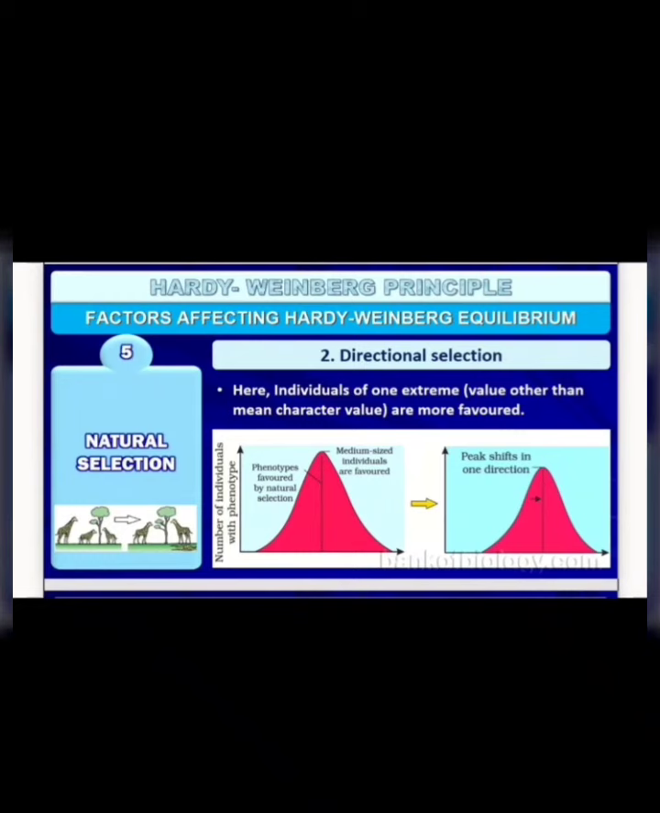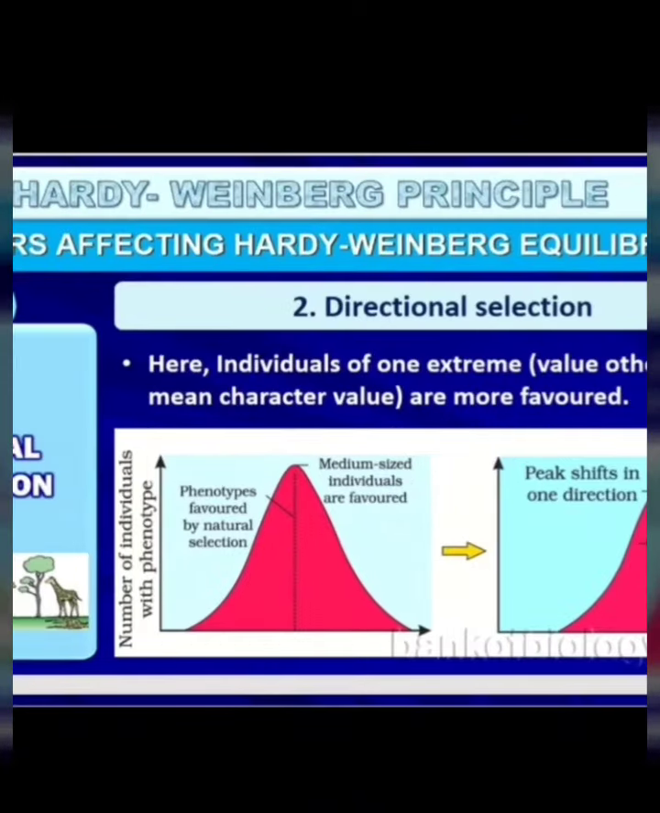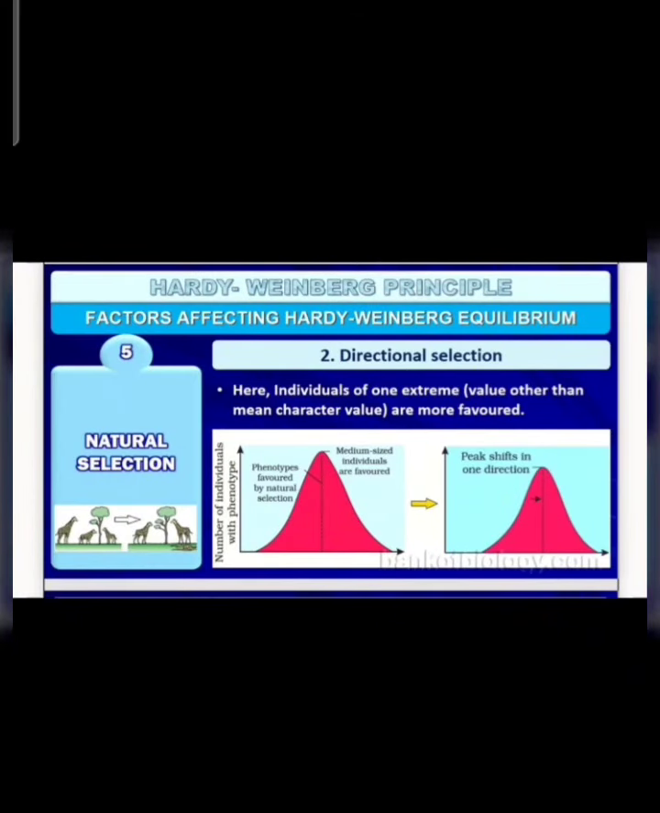What is directional selection? Here the individuals at one extreme value, other than the mean character value, are more favored. So it will shift towards the one having more value. Phenotypes favored by natural selection, medium size individuals are favored. There will be a peak shift in one direction if you put it on a graph. If individuals of one extreme are more favored, they are not in equilibrium, so it is called directional selection.